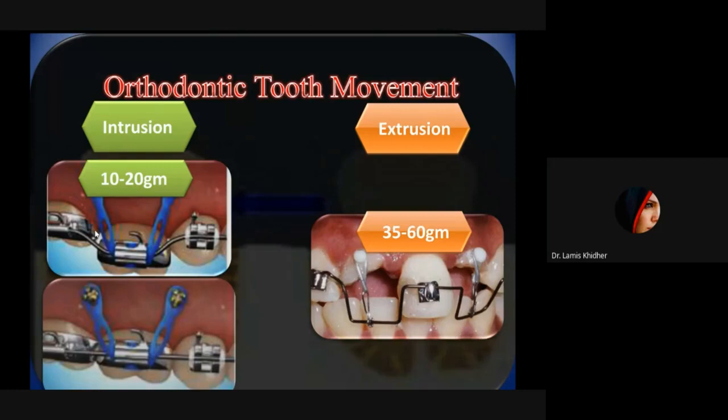Now, why does intrusion have this low amount of force, not like extrusion or tipping? I give you this question, and I need the answer from you at the end of the lecture. Why is the amount of force that I need for intrusion just equal to 10 or 20 grams, not like the other types, which range from 35 to 60 or more? Think about this question; I need the answer from you at the end of the lecture.